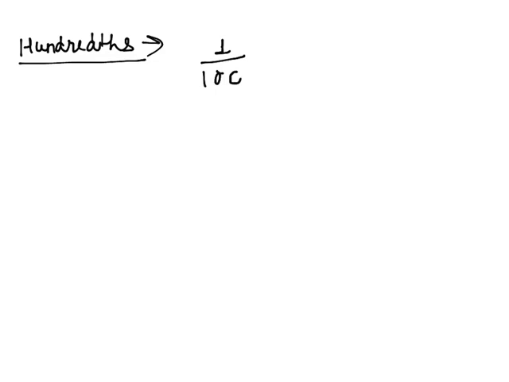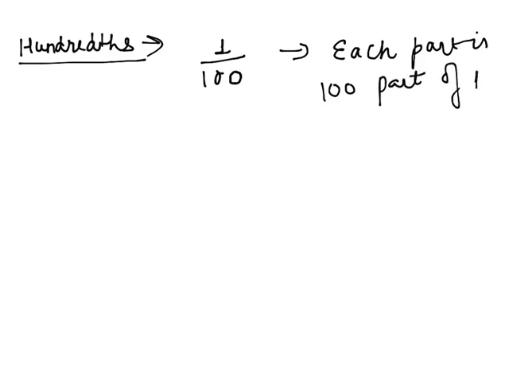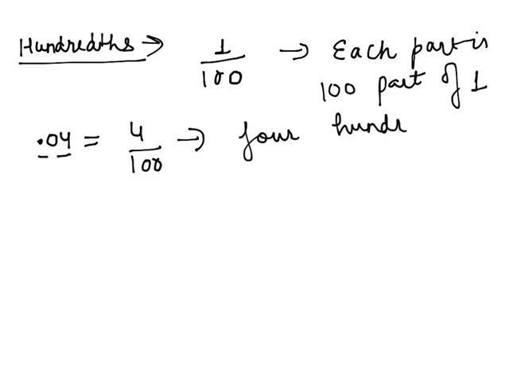If we have something that is divided into 100 parts, each part represents the hundredth part of 1. So if we have 0.04, we write it as 4 by 100, or we can call it 4 hundredths, because there are 2 digits after the decimal point. So this is a way to represent the hundredths part of the decimal number.